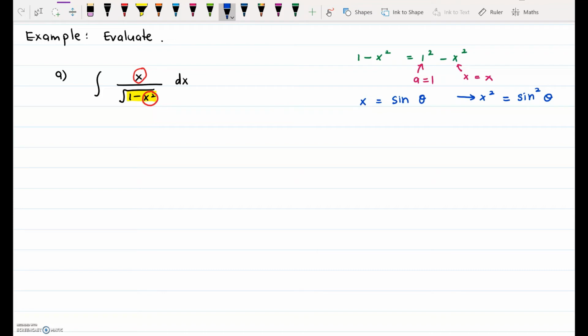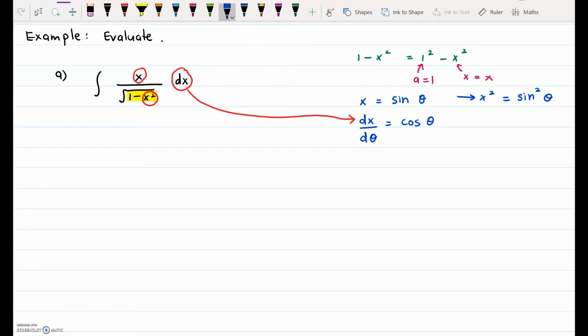And continuing, what are the other terms that we have here? Yes, we also have dx here. So what we can do is differentiate your x with respect to theta. Now we will have dx d theta equals to, when you differentiate sine, it will be cos theta.